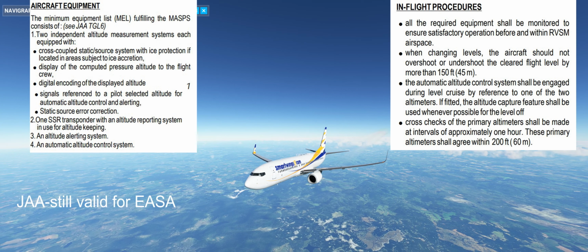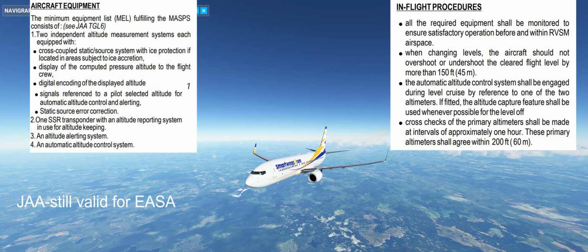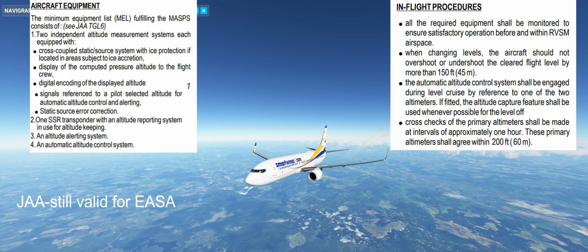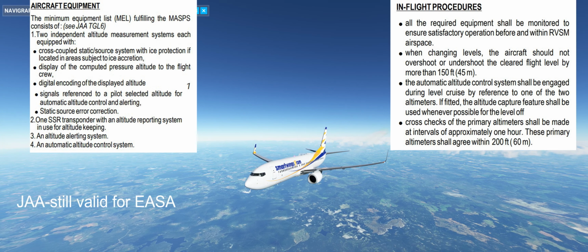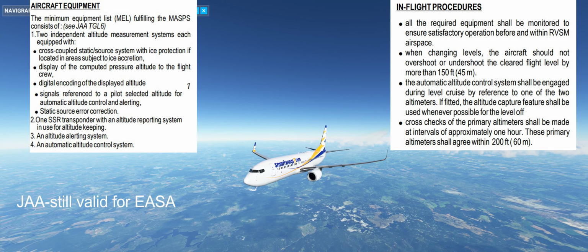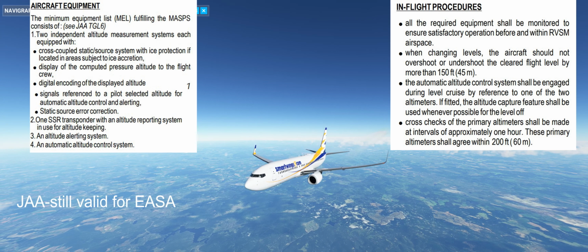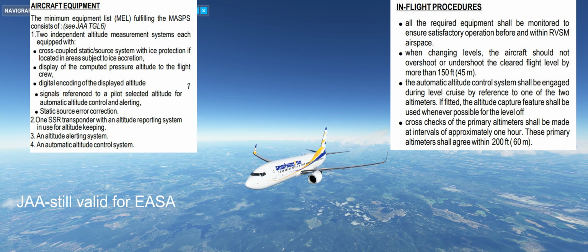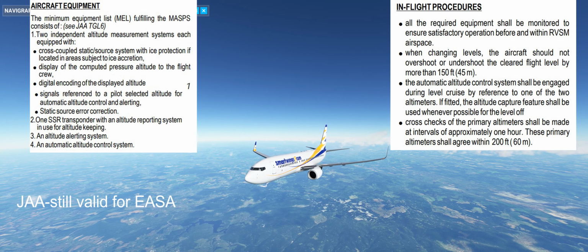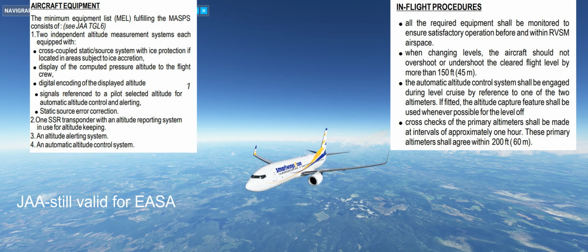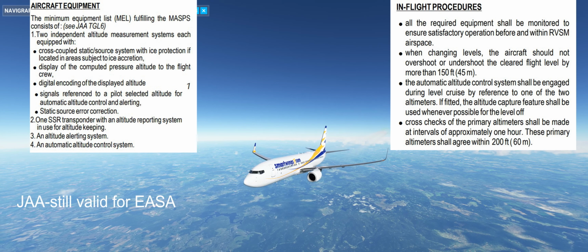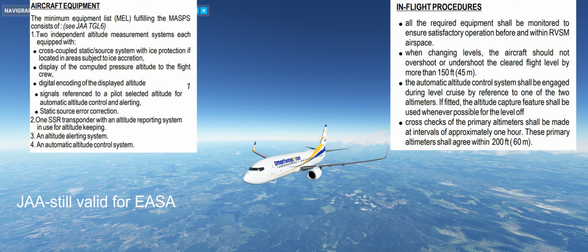these altimeters, if we are going deep into the details, should have static error correction, but we are not going deeply into that discussion now. We should have TCAS on board, and we should have an altitude alerting system and an automatic altitude control system. So what is the automatic altitude control system? That means that we have at least one autopilot flight director which keeps the altitude for us.